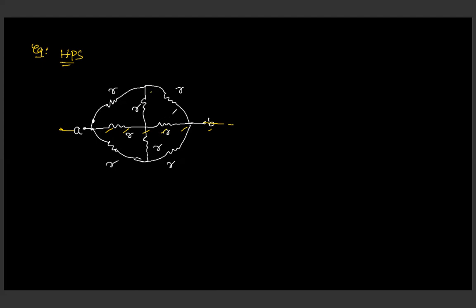Now, what does the rule of HPS say? We have HPS present over here. It says that the points which are mirror images, this point is the mirror image of this point. This point is the mirror image of this point. If I name this point C and this point D, they must have equal potential. So the potential of point C is equal to the potential of point D. Anything connected between them is going to be ineffective. See how our circuit is becoming very easy now.